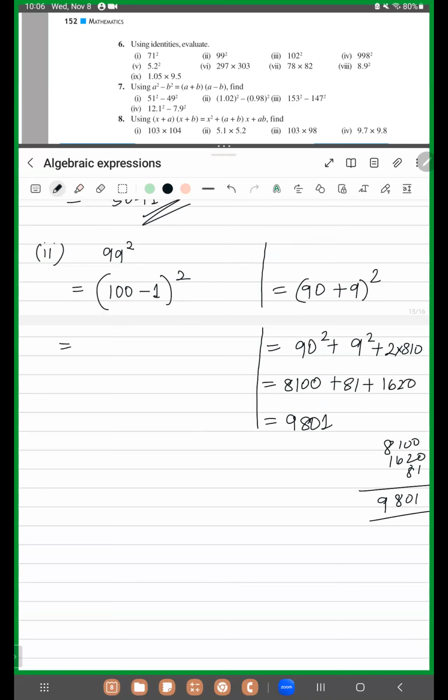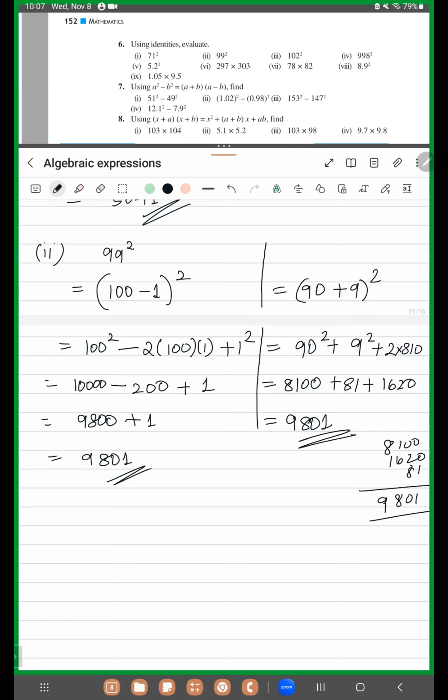Yes, yes. Both of them are taking almost the same amount of time. Okay, so you can do either of them. Both of them are fine.